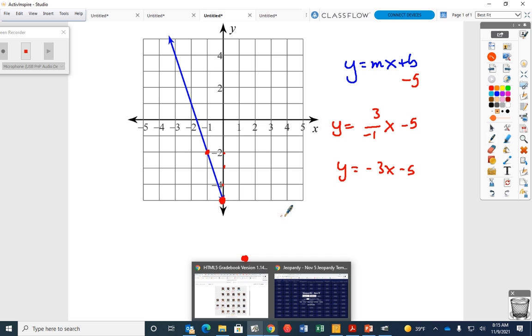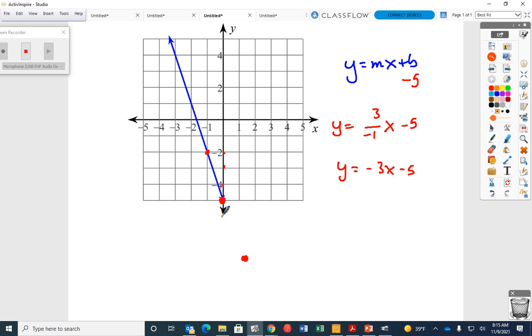Okay? But sometimes your graph doesn't allow you to find what that exact point is because it's off the graph. So in this case, I went up 3 and back 1. Okay? Does that make sense what I did? Okay? Let's look at another one. Let's look at this one.